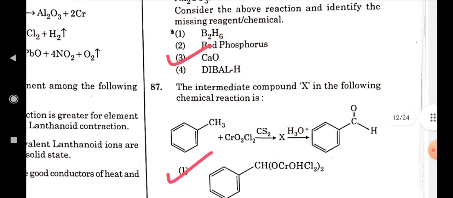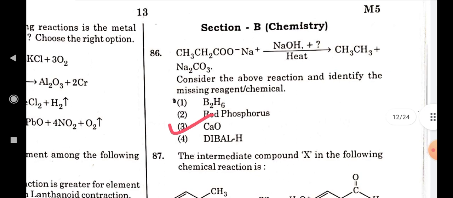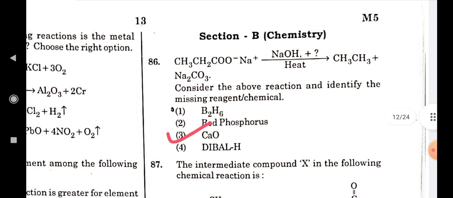Next we have this reaction. Now we are entering into section B. So there is the acetate ion, sodium hydroxide. So there is some decarboxylation occurring. Now the decarboxylation can easily be carried out by treating any kind of carboxylate ion with sodium hydroxide and calcium oxide, okay, and heat. So the missing reagent will be calcium oxide.